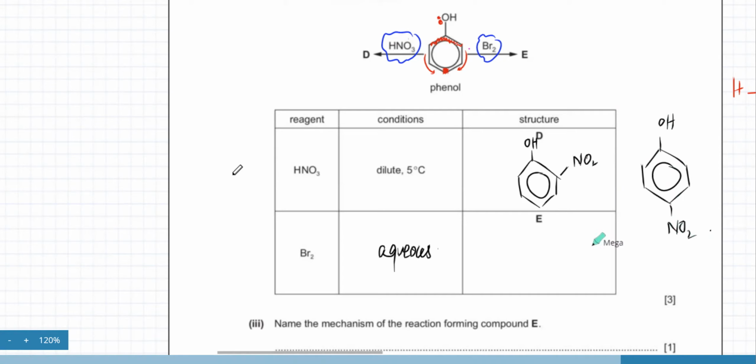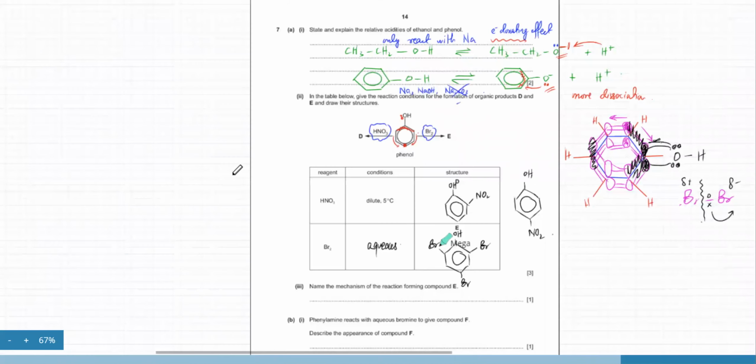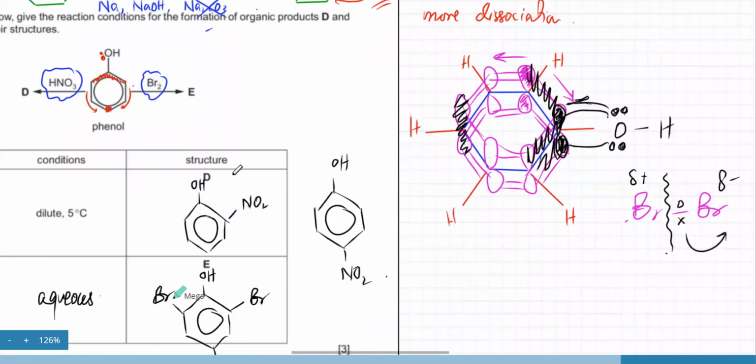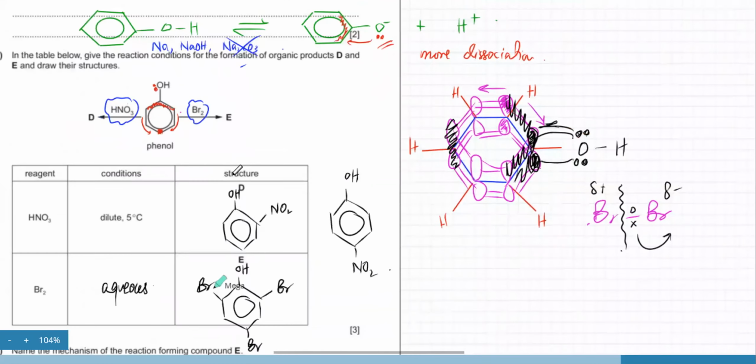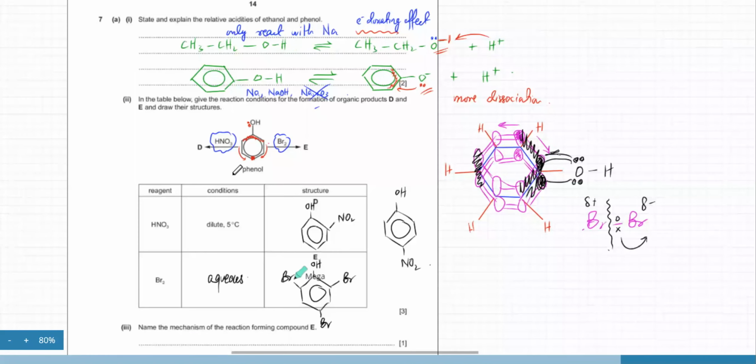And if you use aqueous bromine, because the benzene is so much activated, the bromines get attached on all positions, the 2, 4, and 6 positions. So remember, the OH group is an activating group, and it increases the activation of benzene. The reactions become a lot faster, and not only do they become a lot faster, more bromines get added on the phenol, on all three positions.